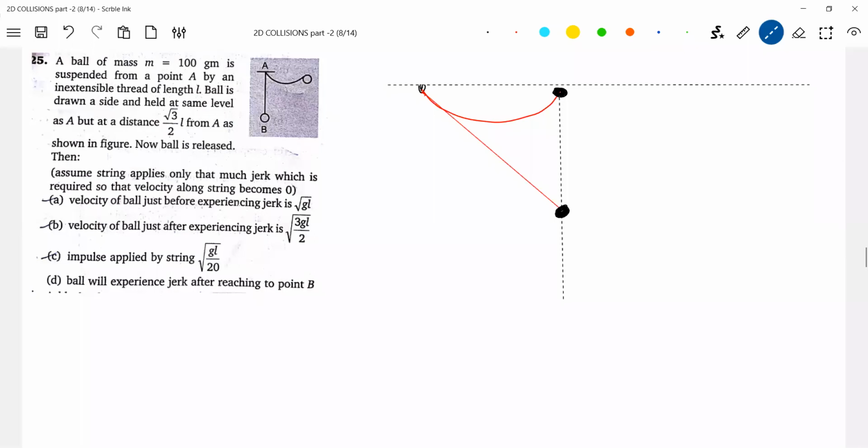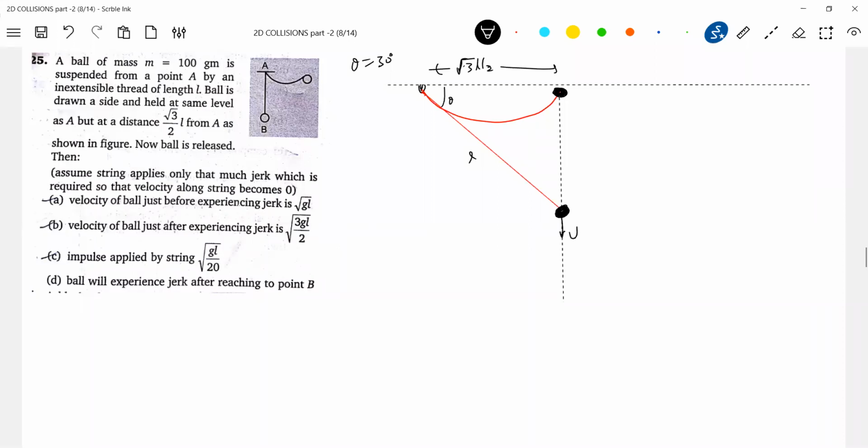Let's come to this. What is this distance? This is root 3L by 2. This is L. So can we get this theta? Cos theta is root 3 by 2, so theta is 30 degrees. Let me write it here: theta is 30 degrees just before the jerk. So the bob will have a speed u.